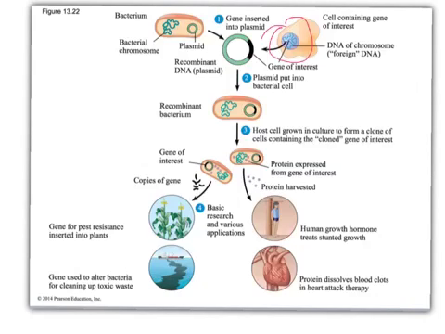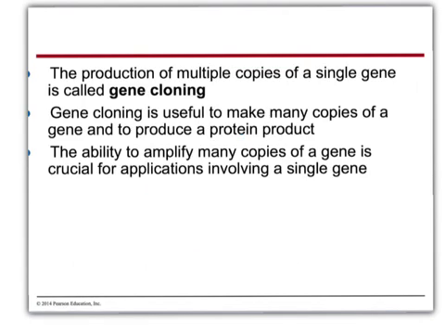Okay? Production of multiple copies of a single gene is called gene cloning. All right? It's used to make many copies and produce a protein product such as insulin. All right? And questions on gene cloning, genetic engineering in general.